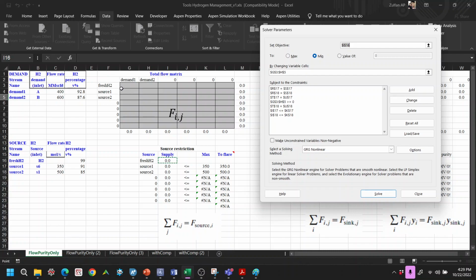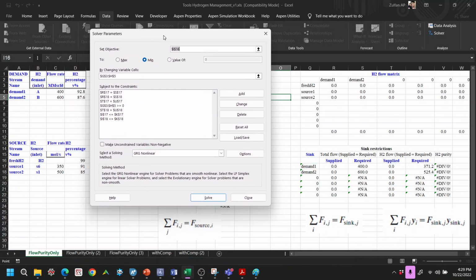Because we need to know how much fresh goes to demand 1, how much fresh to demand 2, from source 1 to demand 1, from source 1 to demand 2, and so on and so forth. We need to know how much is each recycled or reused, and then the constraints are simply these: R17 equals S17. So this one, 17, 17, 18, 18, is basically the zinc mass balance. And I also have T and U, 17 and 18, and this is the hydrogen mass balance.